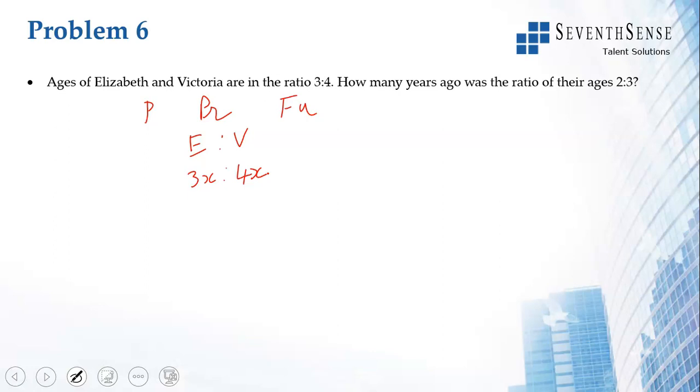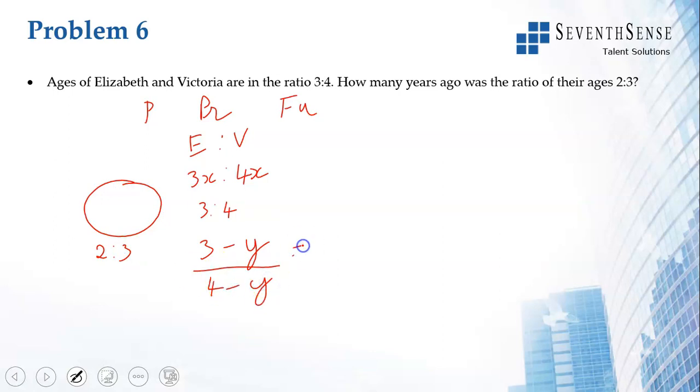Now, you do not know what has passed, right? So this is 3:4. You do not know how many years have passed. So I would do 3 minus y, which is the years that have passed. So I have to find some time here where the ages are in the ratio 2:3. Okay, so I do 3, 4 minus y. So that was their age in the past y years ago.